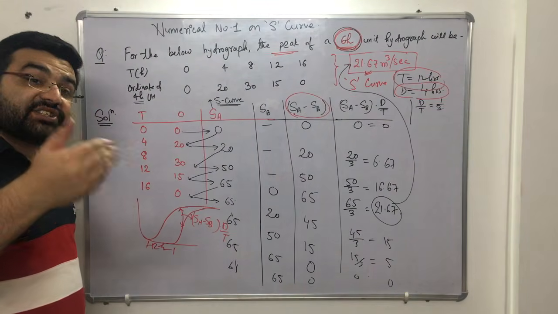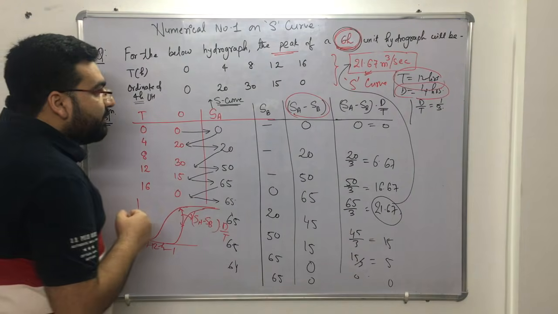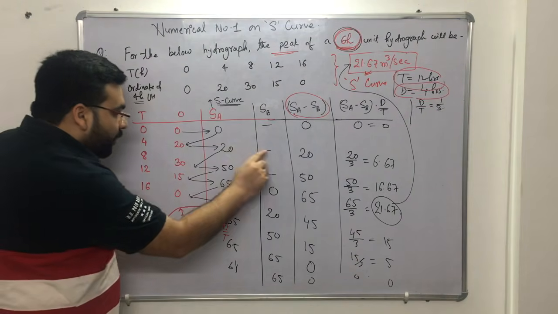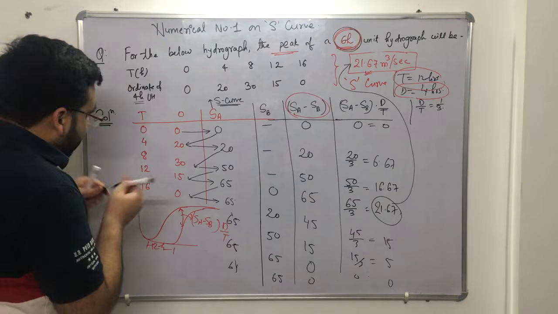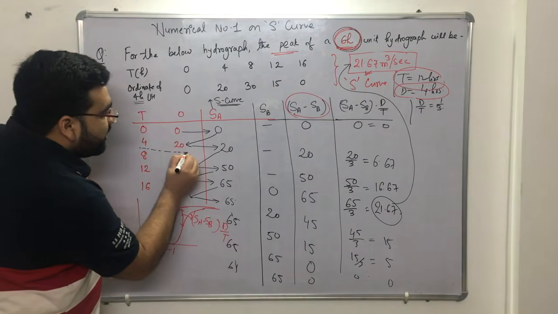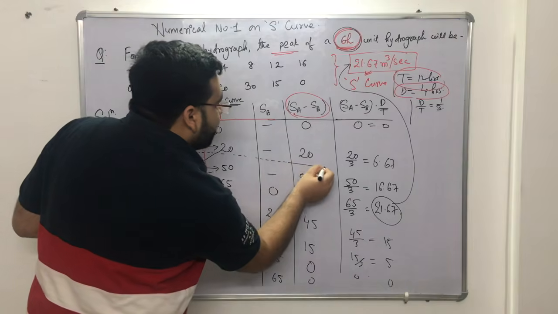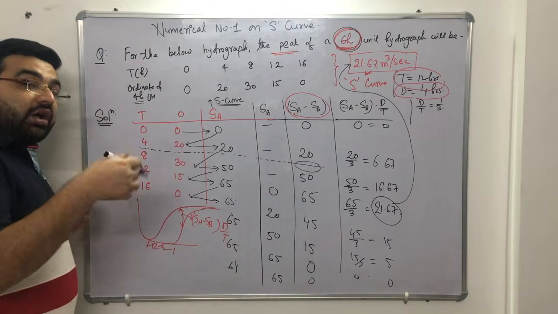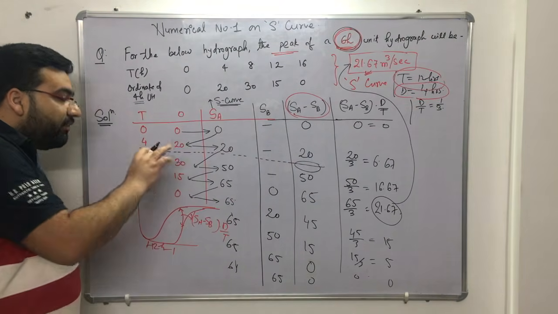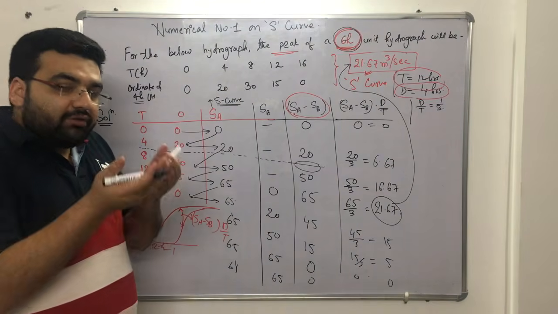You have to lag it by 6 hours, right? So how can you lag it by 6 hours? Because here you have 4, here you have 8. So 6 hours will be somewhere here. But I don't know what the value is at 6 hours, because I have to lag it by 6 hours.